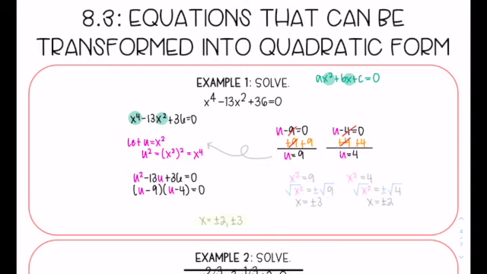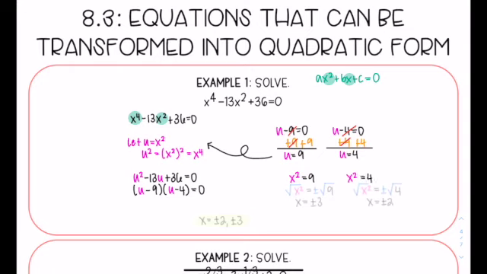The problem is the original equation was not in terms of u, it was in terms of x. So what we can do is we can go back to our original substitution and we can replace our u with x squared. So we have x squared equals 9 and we have x squared equals 4.